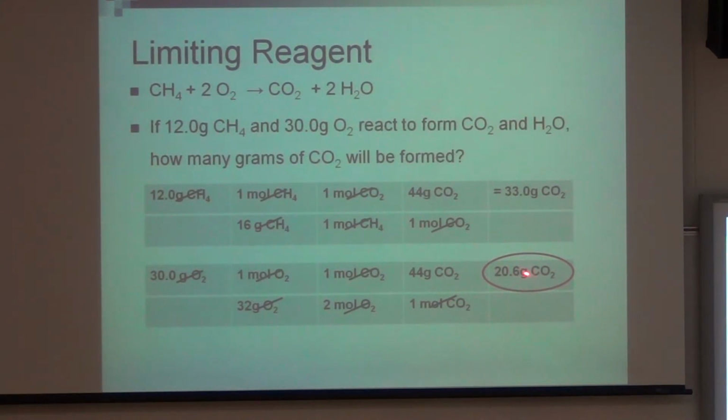The fact that this is circled tells us that oxygen, what we started with, is our limiting reactant. That's going to be what runs out first. We're still going to have leftover methane in this reaction that never gets used up because it doesn't have anything to react with anymore.